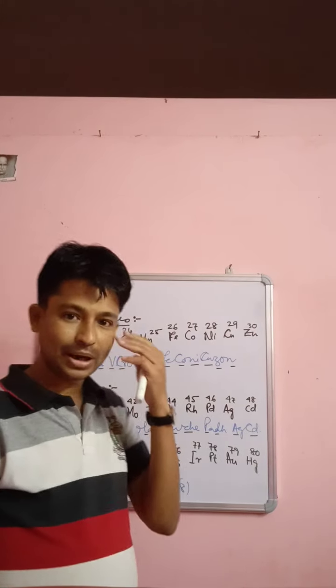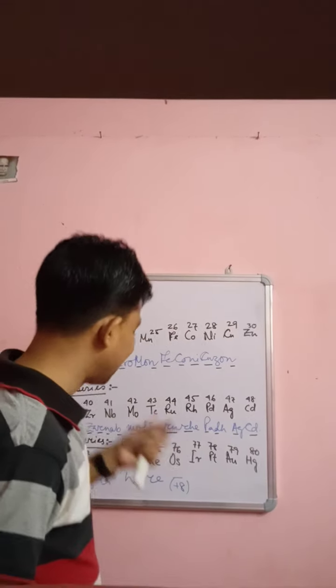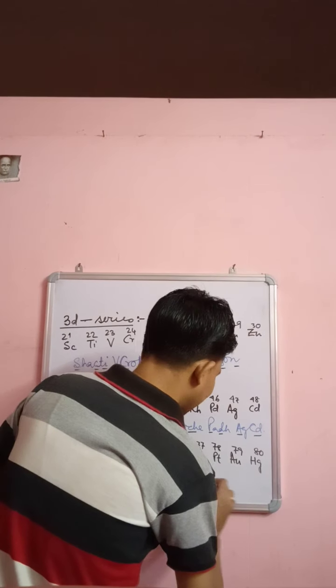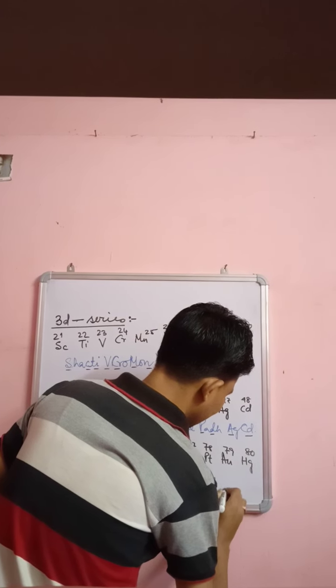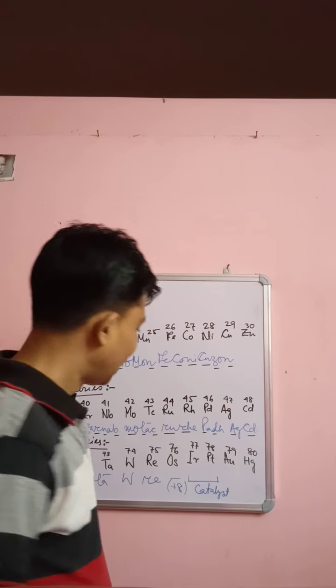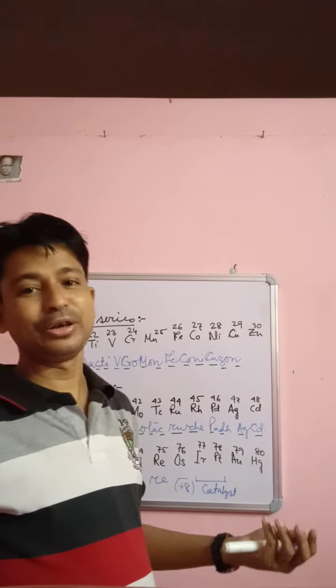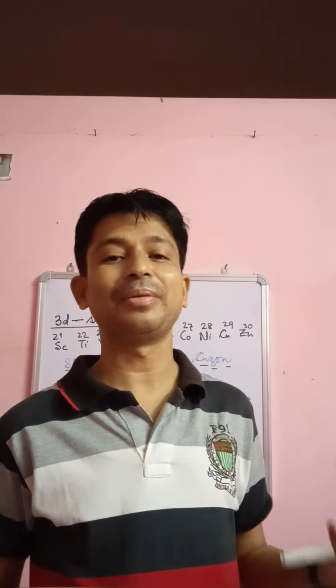Iridium and platinum, we know from our organic chemistry knowledge, can be used as catalysts. These are also very important metals. And gold and mercury, definitely people know that they are very precious.